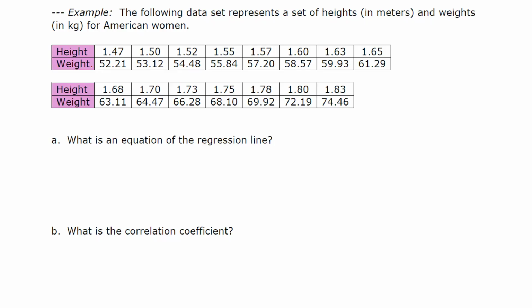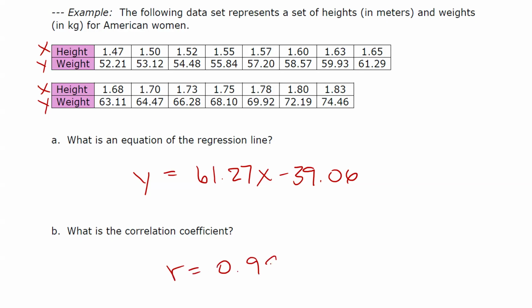Okay, welcome back. So in our problem here, we have data that represents a set of heights and weights for women in America. So our heights are going to be our x and our weights are our y's. So hopefully you put all this data into your calculator. So all of the x's are in one list, all of the y's are in another. When you did that, you should have gotten the equation y equals 61.27x minus 39.06. You should have gotten your correlation coefficient as 0.99. So this is a very strong positive correlation.